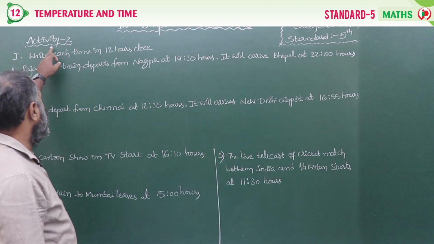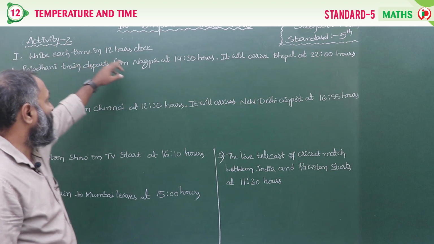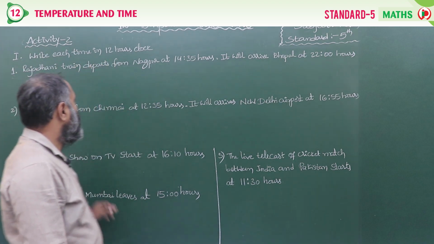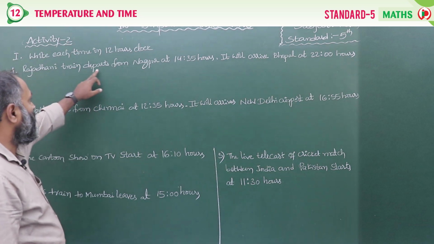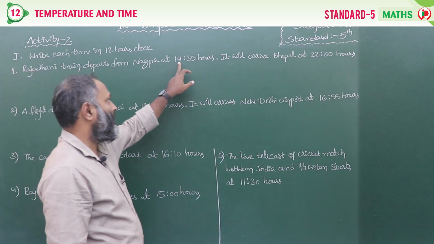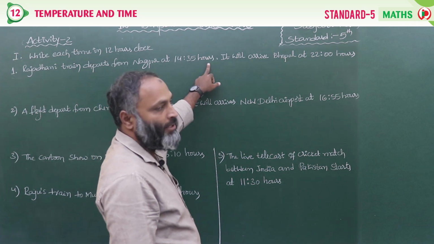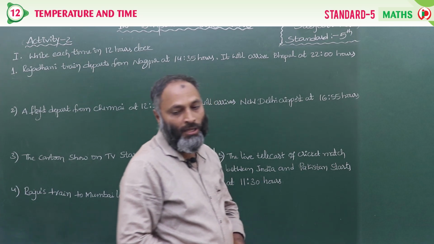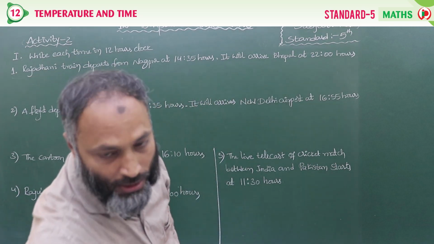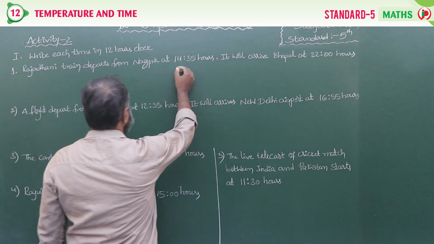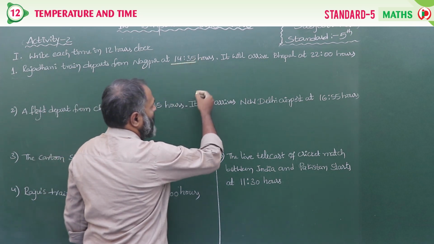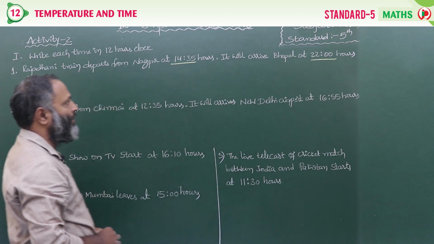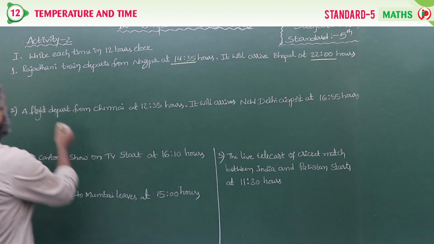Now in Activity 2, the first question: write each of the times in 12 hours clock. The Rajdhani train departs from Nagpur at 14:35 hours and arrives in Bhopal at 22 hours. This is the departure time and this is the arrival time. We should write them in 12 hours time.